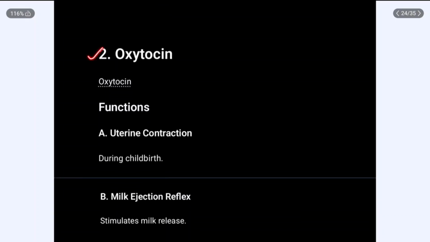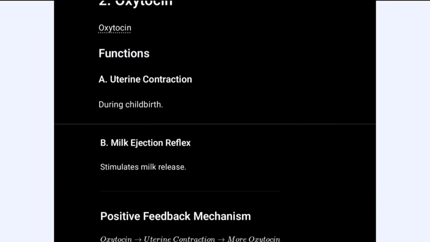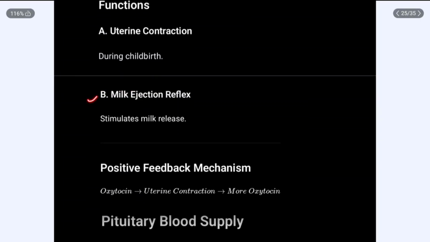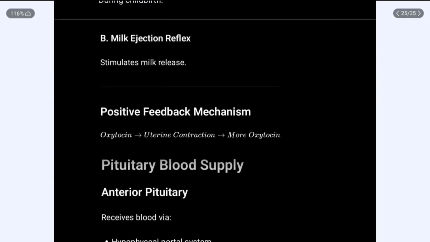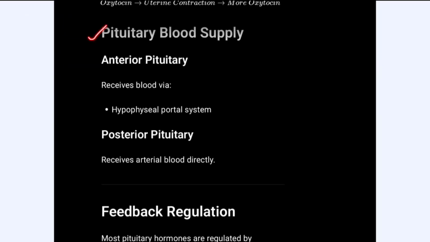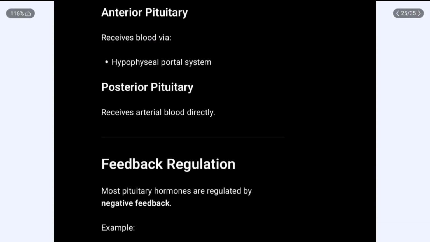The second hormone is oxytocin. It helps in uterine contraction during childbirth and the milk ejection reflex. It stimulates milk's release. Now let's see the pituitary blood supply. The anterior pituitary receives blood via the hypophyseal portal system, and the posterior pituitary receives arterial blood directly.